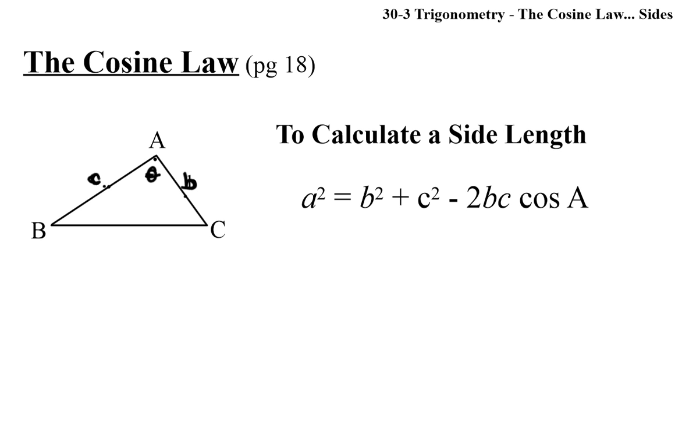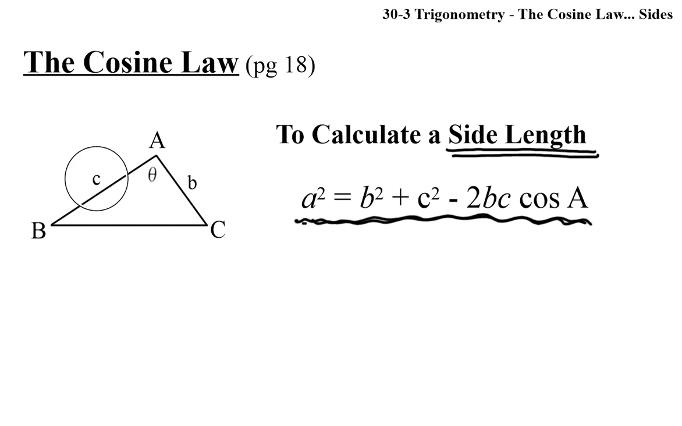What's interesting with the cosine law is it's all about A, recognizing what you have, but B, making sure you understand the formula. This is the formula we would use to calculate a side length. It's going to be a different formula for angle size, but that's the formula if we want to calculate a side length. Please note, we're going to try to find side A.